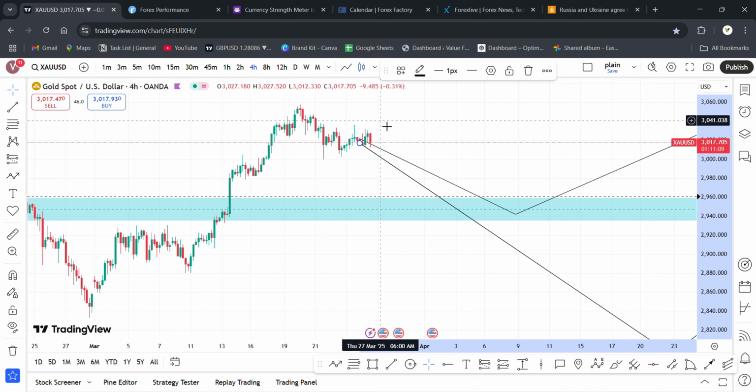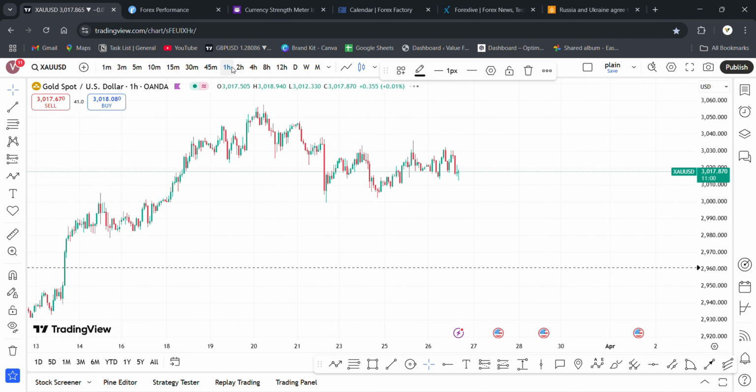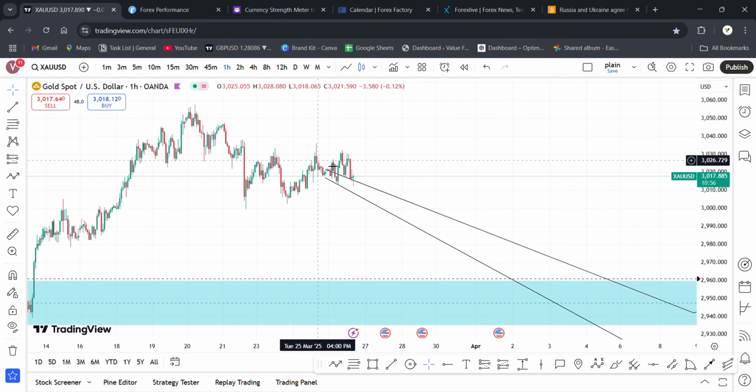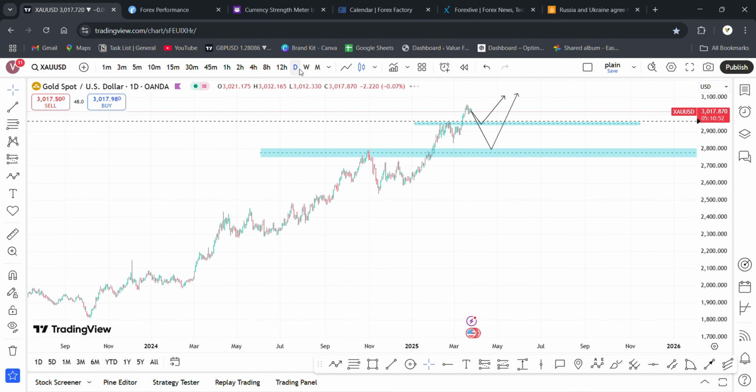So I'm now expecting price to trade back into the zone and meet my confirmation entry on the 1 hour. If this zone holds, I'm going to be buying gold. If not, then we're going to be waiting for the next opportunity to present itself. Overall, on gold, I am heavily bullish. In fact, I believe that the buy on this asset class is just starting.